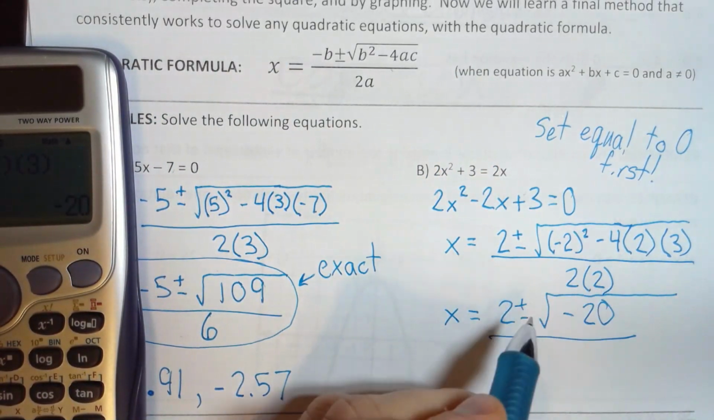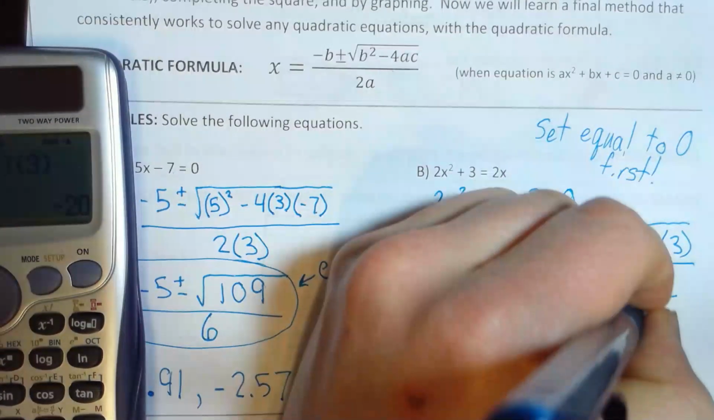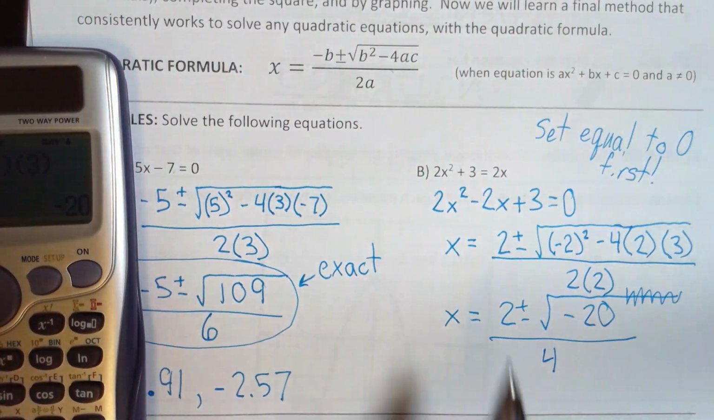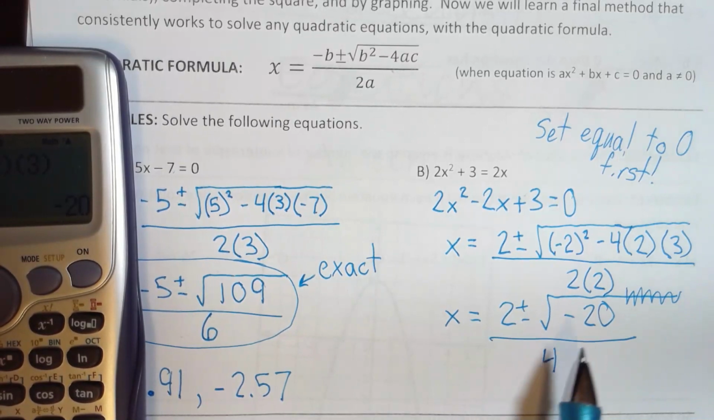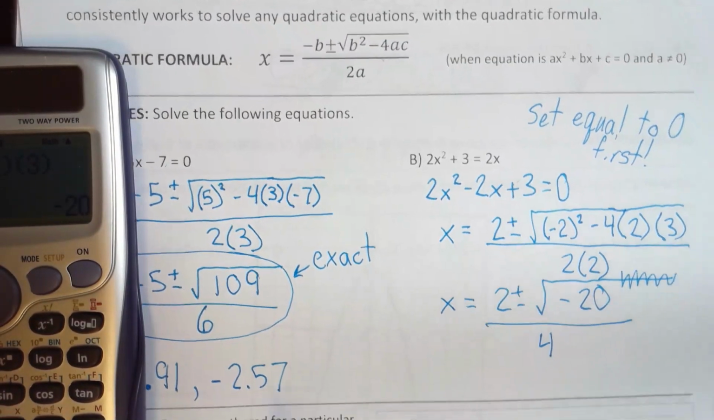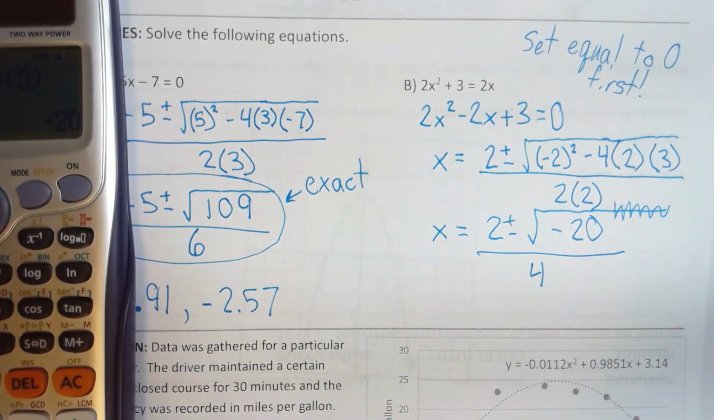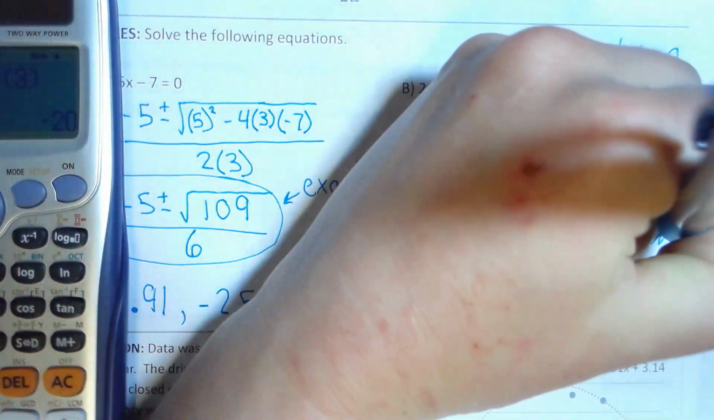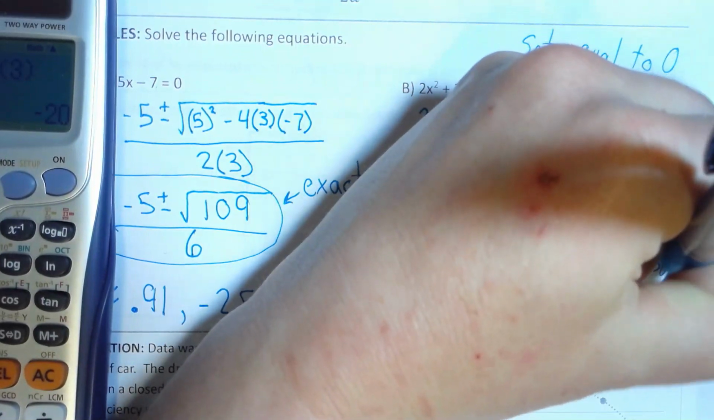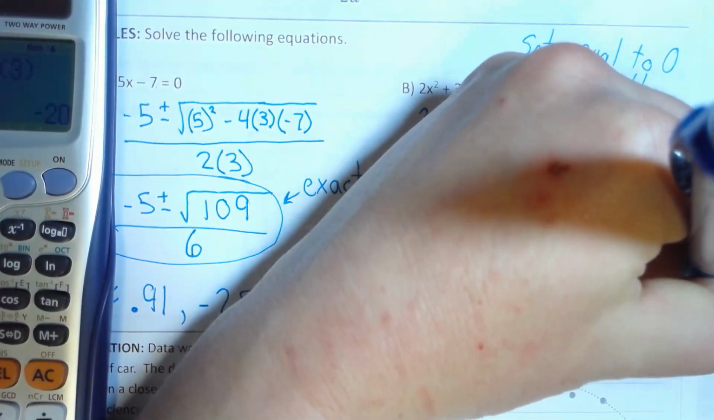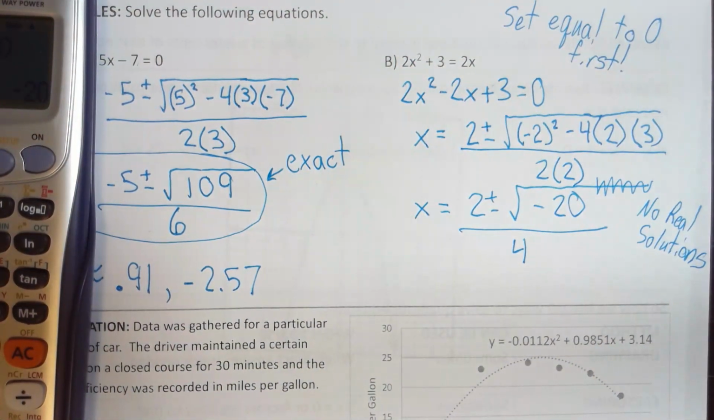Divided by 2 times 2 is 4. I don't know why I made this line so big. Okay, I've got 2 plus or minus the square root of negative 20 divided by 4. Well, I'm going to tell you that you can't take the square root of a negative number, okay? So we can already say that there are no real solutions. And if you want to this year, just be done with that at that point, you can.